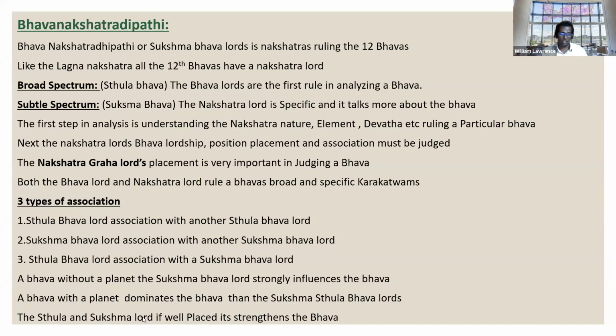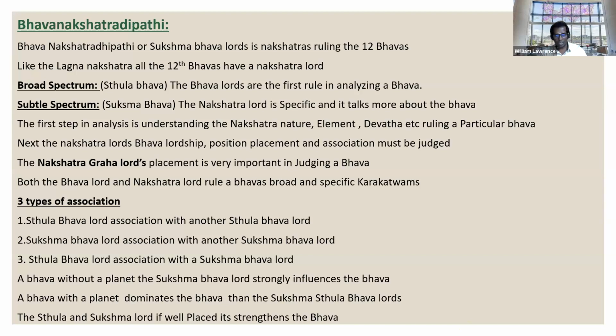So the Sthula and Sukshma Lord, if well placed, strengthen the bhava. Let's say for Scorpio ascendant, the 10th house is Leo, and the 10th nakshatra lord is Shukra. So to understand profession, Sun and Venus must be placed well. If both Sun and Venus are well connected, together or with other good planets, it'll strengthen the particular bhava.